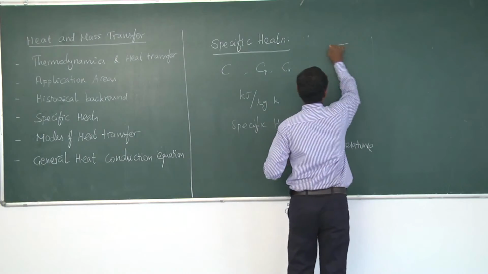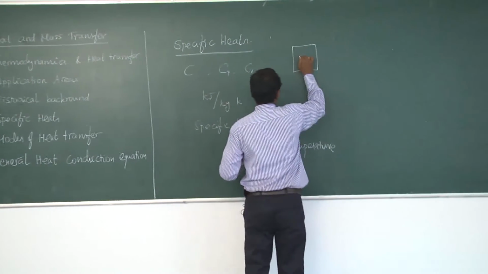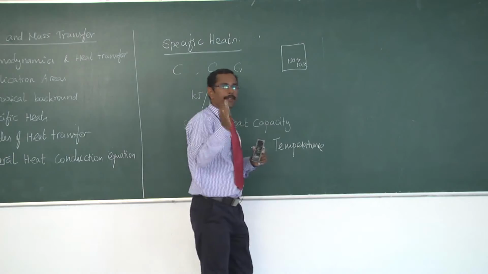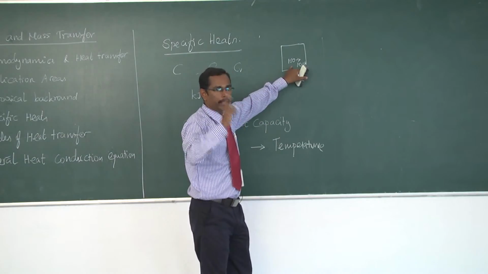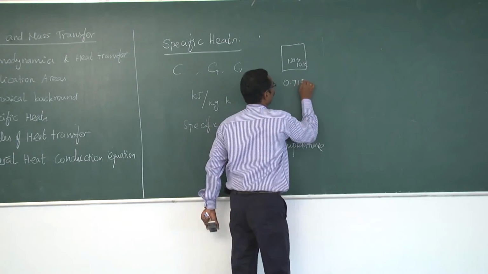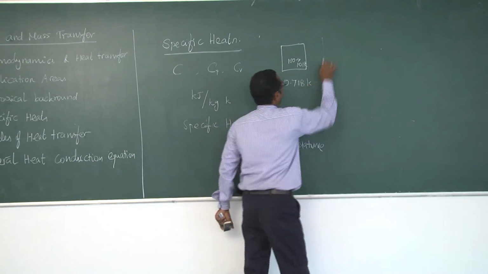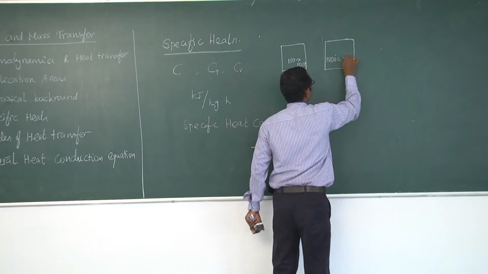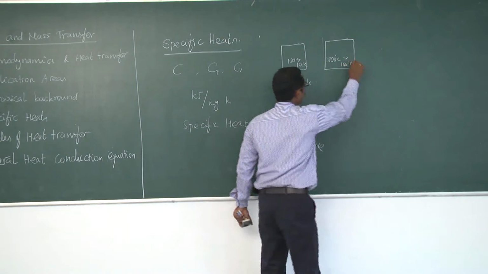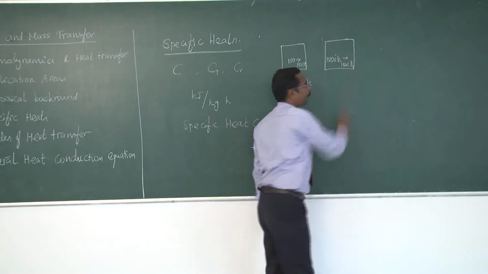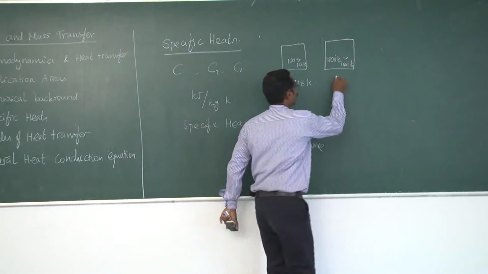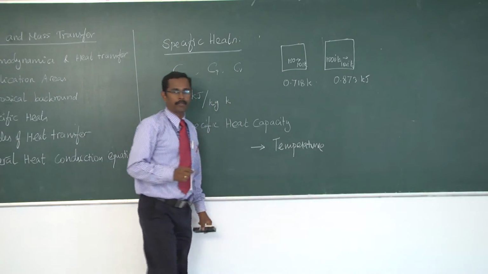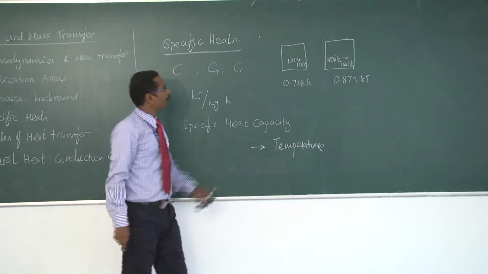For example, if you are taking a substance and increasing the temperature from 100 Kelvin to 101 Kelvin, the amount of heat required to raise this temperature for 1 kilogram of substance is 0.718 kilojoules. When we increase the temperature of the substance from 1000 degrees Celsius to 1001 degrees Celsius, or 1001 Kelvin, for this temperature difference we have to supply 0.873 kilojoules of heat. So the specific heat capacity is a function of temperature for gases.